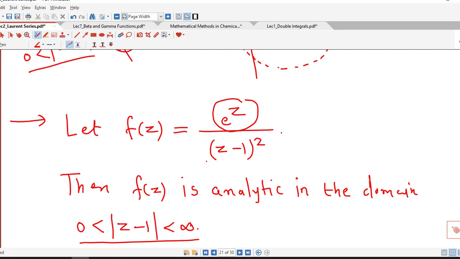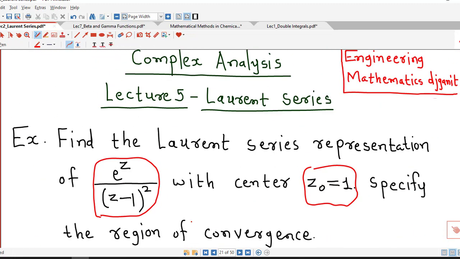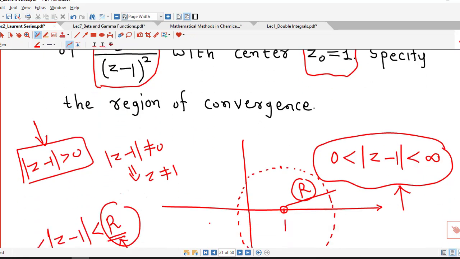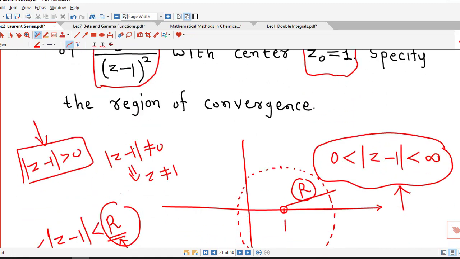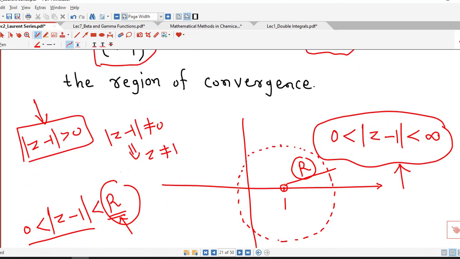So in this way we can obtain the Laurent series representation of this type of functions, and we can specify the region of convergence. So to decide the region of convergence, we have to decide at which points our function is not analytic, and we will exclude those points at which our function is not analytic.